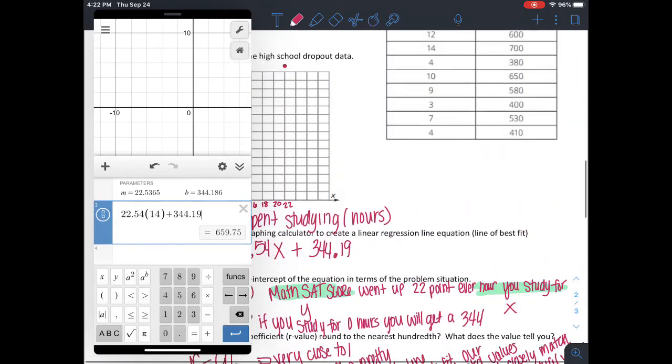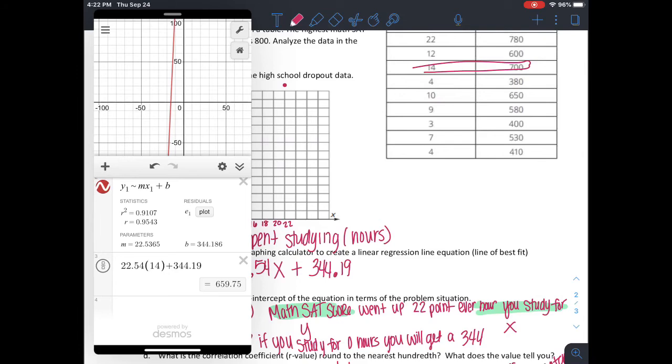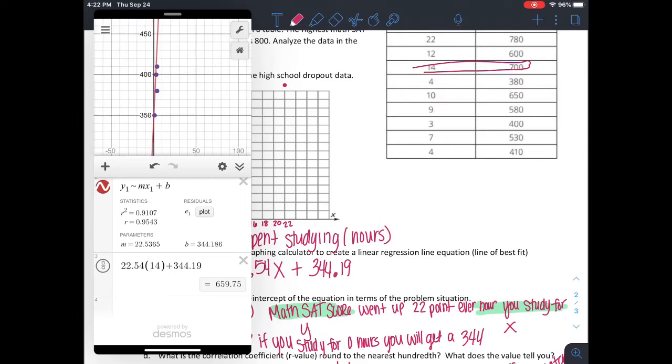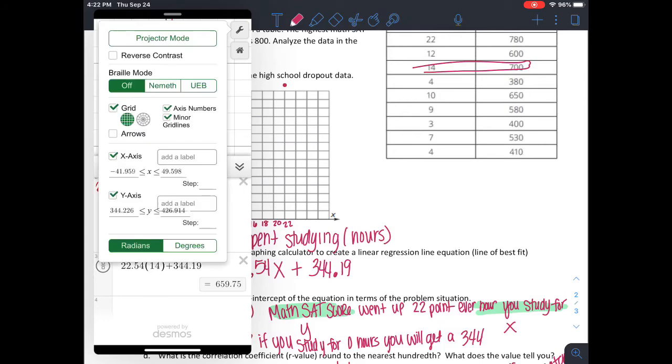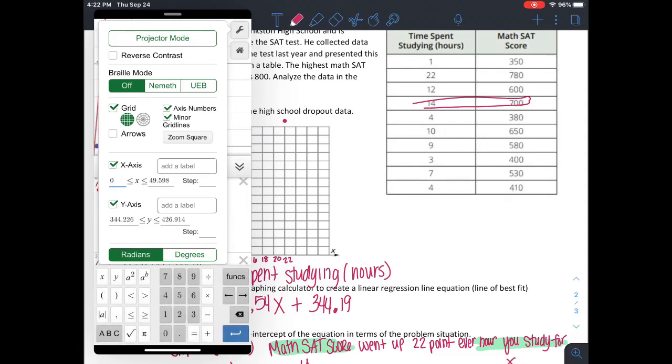Let's check out what it actually was. So the person who studied for 14 hours actually received a 700. Oh man, why were we so off? Let's see where our values are. Okay, I'm actually going to change my window so I can see all of the points a little bit better. So I'll change my x-axis to be 0 hours studied to 30 hours studied. 30, not 300. And then my y-axis is the SAT scores. It looks like we had from a 300 to an 800. So I'll just type in 900.